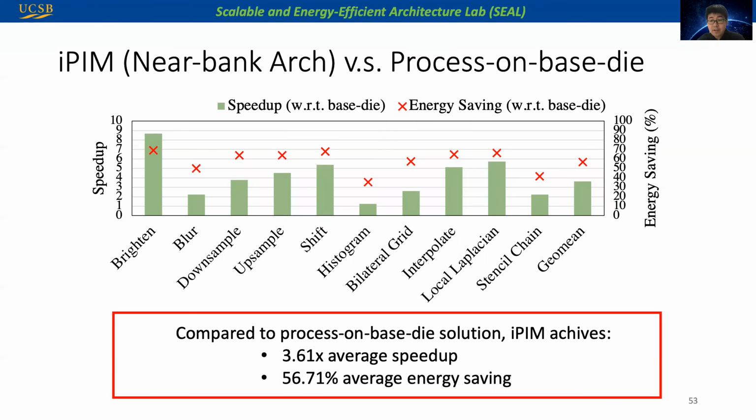Next, we show the results of iPIM compared with the process-on-base-die solution. For the process-on-base-die solution, all near-bank components are moved to the base logic die, and these components access their DRAM banks through TSVs. The inferior performance of the process-on-base-die solution is because all memory accesses need to serialize on TSVs with limited bandwidth, which is only 10% of iPIM's peak memory bandwidth. The energy overhead of the process-on-base-die solution is induced by expensive in-cube data movement energy, which is 2.5 times iPIM's local bank access energy.